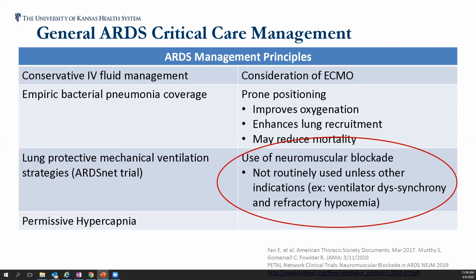There was a trial called the Reevaluation of Systemic Early Neuromuscular Blockade that randomized about 1,000 patients with moderate or severe ARDS to either receiving an infusion of NMBAs for 48 hours or intermittent boluses, just on an as-needed basis. And really the ROSE trial showed that a continuous infusion did not improve any patient outcomes.